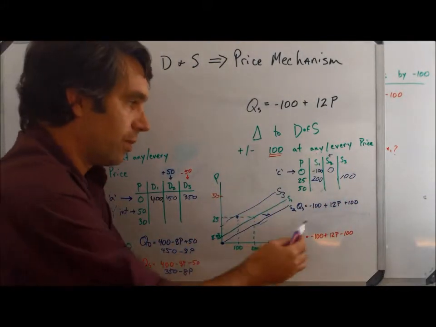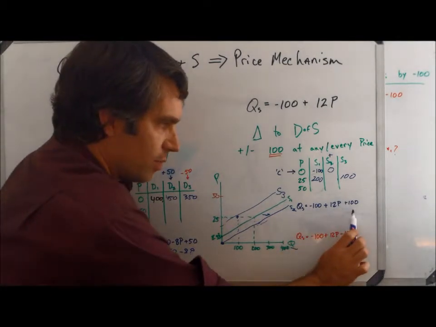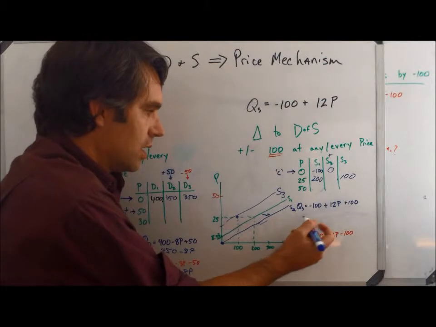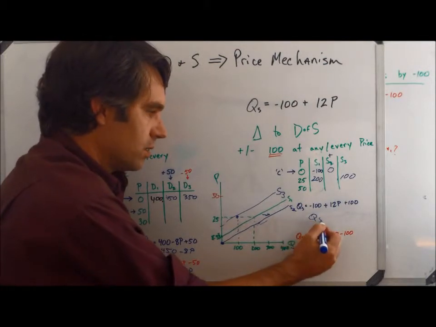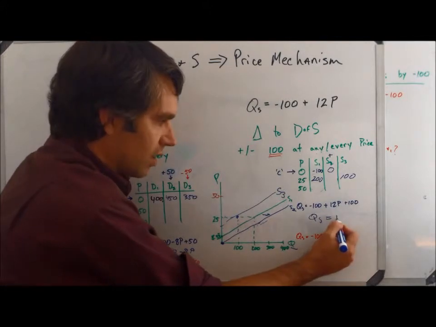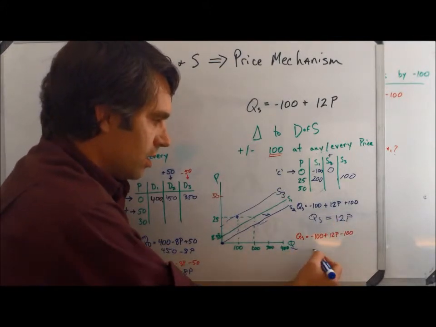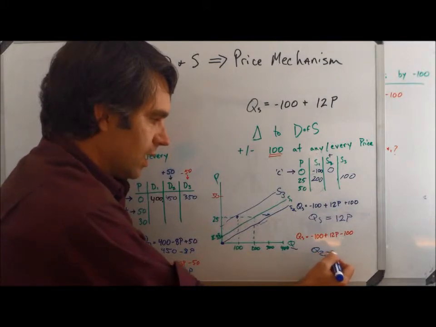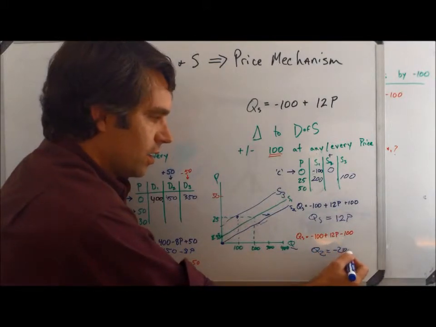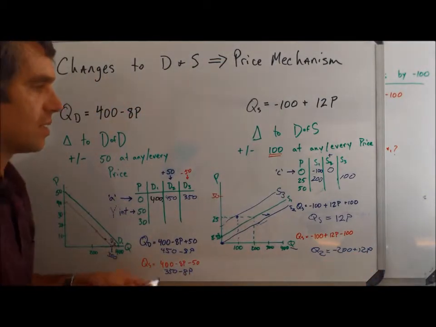Again, we can put this into the formula just mathematically. If I add 100, well, negative 100 plus 100 is going to become 0, so we typically won't write that out. QS equals 0 plus 12p, we're just going to write it as 12p. Here, QS equals negative 200 plus 12p. So the concept is the same.